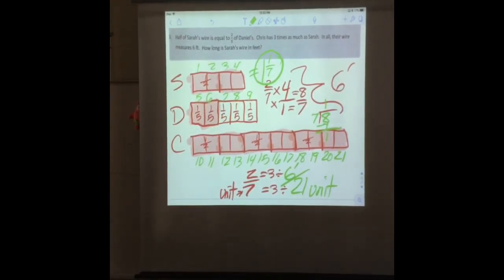1 and 1/7. Well, I hope that this was helpful. I love math.